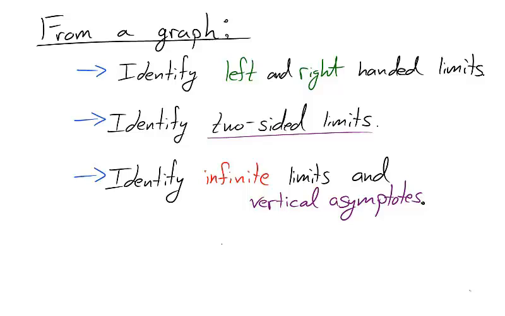Okay, at this point, given the graph of a function, you should be able to visually identify left and right-handed limits, identify two-sided limits, and identify infinite limits and vertical asymptotes. You have the basics, now it's your turn to strengthen that knowledge by practicing on your own.